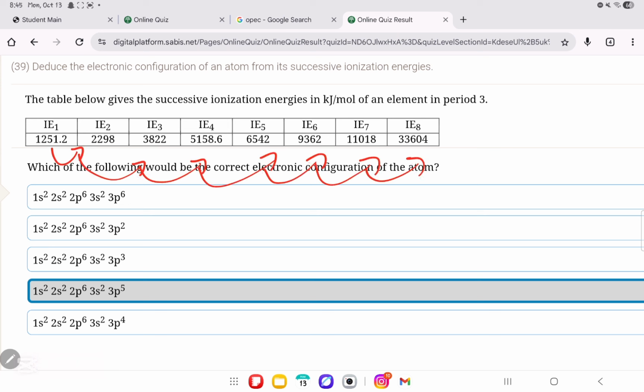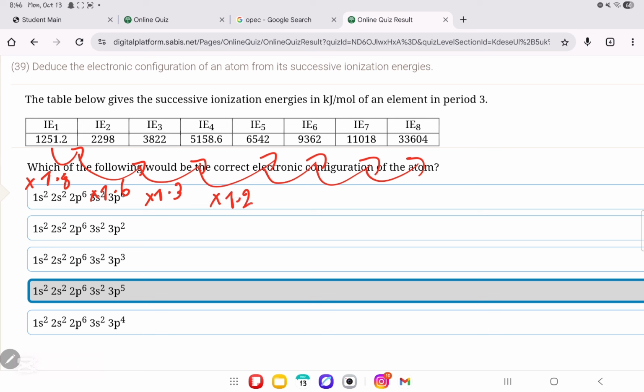You just need to do the current ionization energy divided by the previous one. So 2298 divided by 1251.2, that's going to be 1.8. Then 3822 divided by 2298, that's going to be 1.6. Then 5158.6 divided by 3822, that's going to be 1.3. Then 6542 divided by 5158.6, that's going to be 1.2.